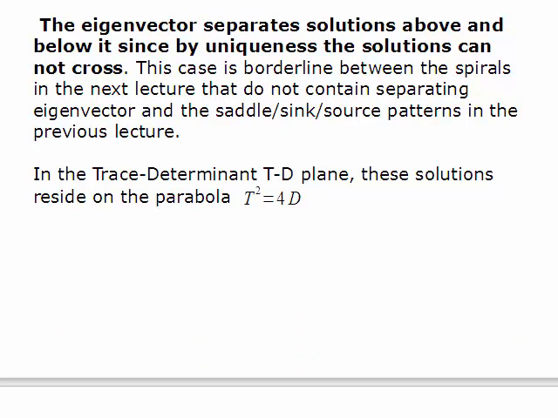Now that single tangent is, they're making a tangent along the eigenvector, but the eigenvector is a solution, so if you put C2 equal to 0, you'll be moving along the eigenvector. By uniqueness, that will separate out solutions below it and above it, since no solution can cross it.